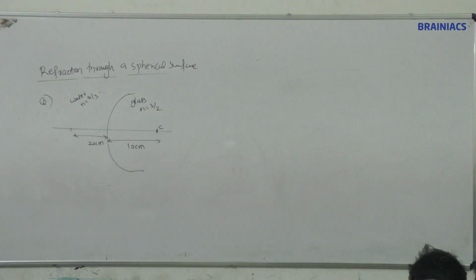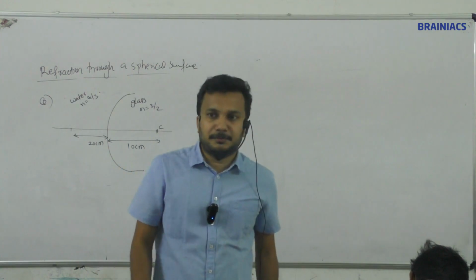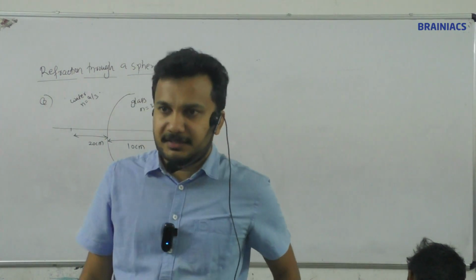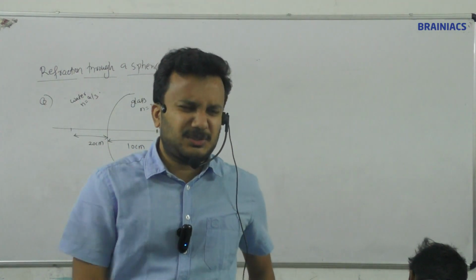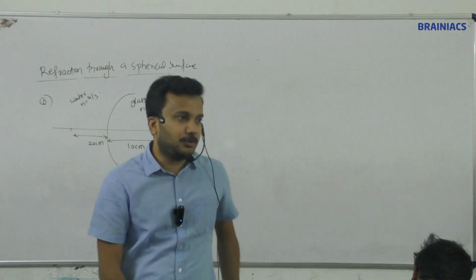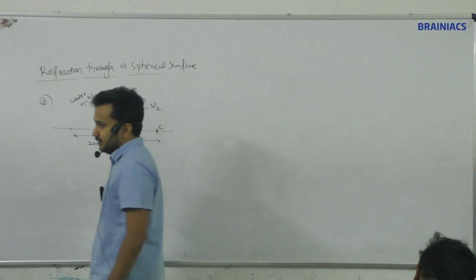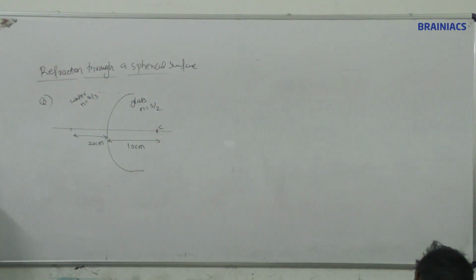Virtual image, on the same side. What's the answer you got? V equal to minus 30. Minus 30, and U is also minus. So what type of image is it? Virtual image. Both are having the same sign, so it's a virtual image. Correct? Yes.